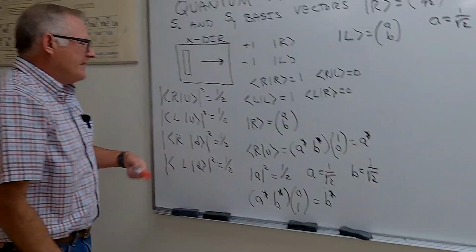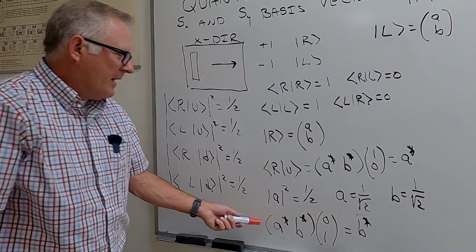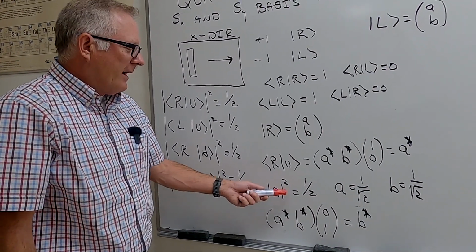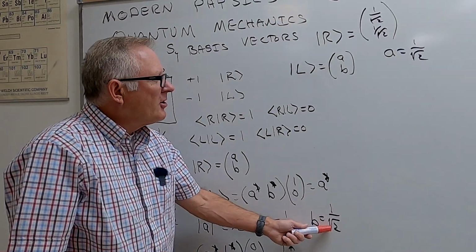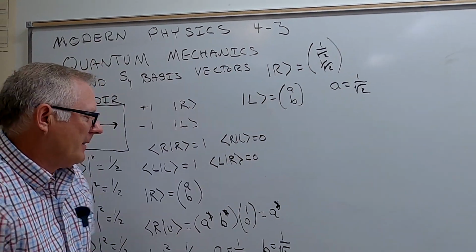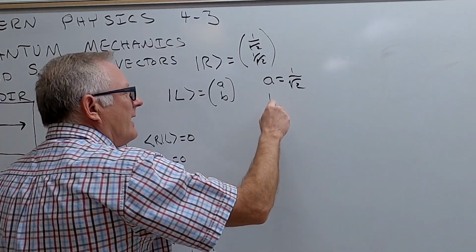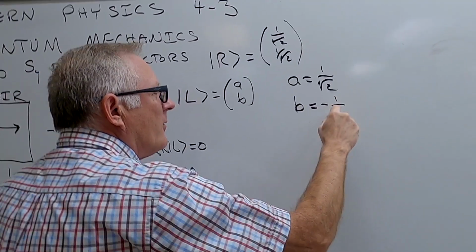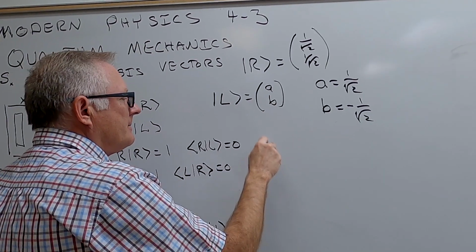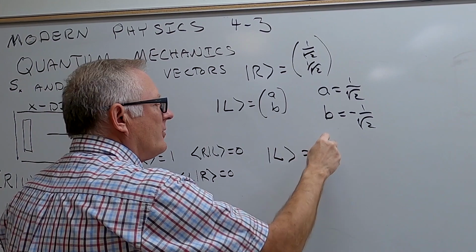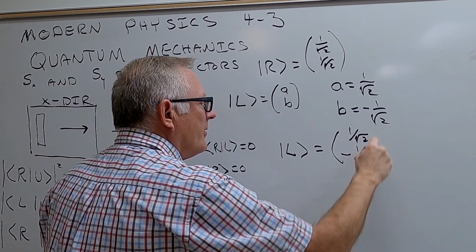And then when we put in the down, it's going to look exactly like this right here, and we're going to end up with B squared equals 1/2. But we can't pick 1 over the square root of 2 because that's what we picked for the right. But we can pick the minus 1 over the square root of 2. So we'll let B equal minus 1 over the square root of 2. So that way the left equals 1 over the square root of 2, minus 1 over the square root of 2.